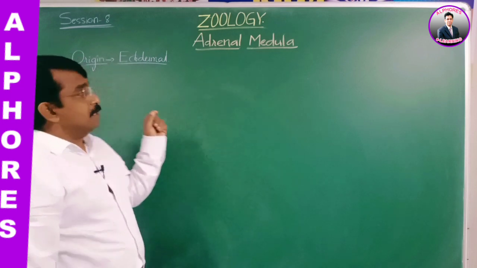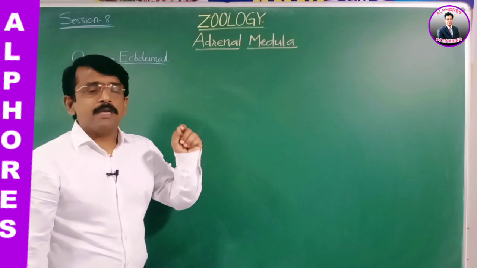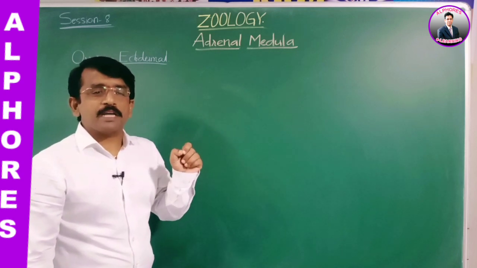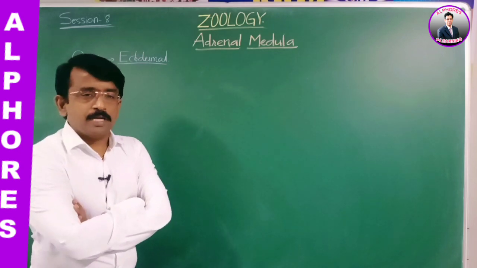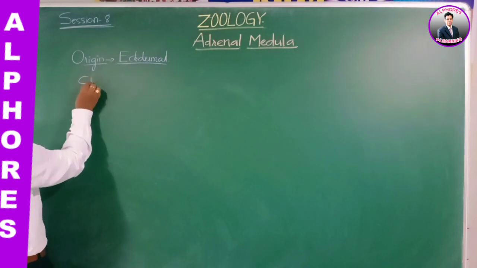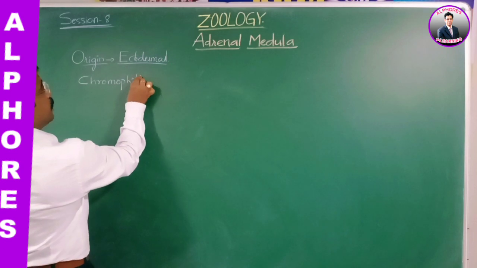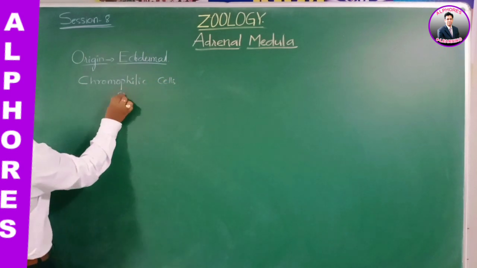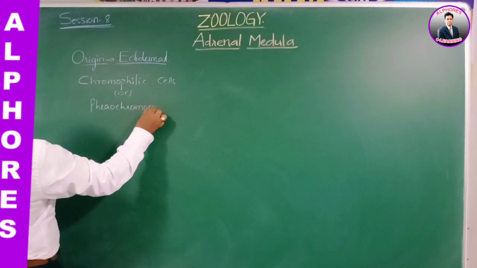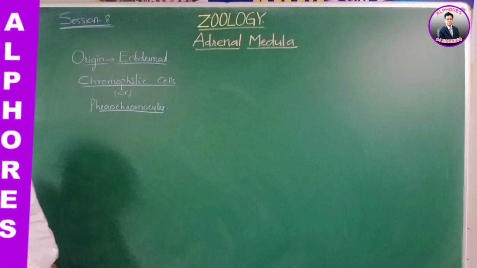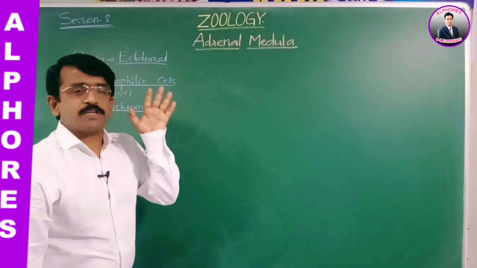In fact, the medulla has rounded cells, which are the modified postganglionic nerve fibers of the sympathetic neurons. The medulla consists of rounded cells named chromophilic cells, or chromophil cells, which are also named pheochromocytes. In general, these chromophilic cells are modified postganglionic sympathetic nerve fibers.